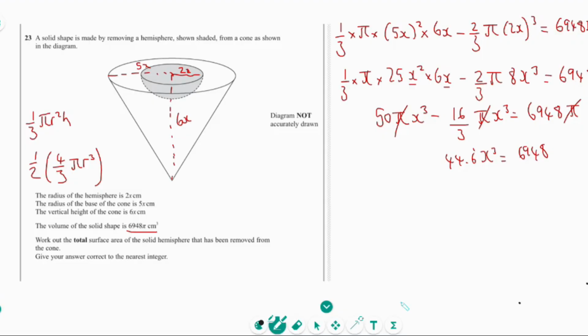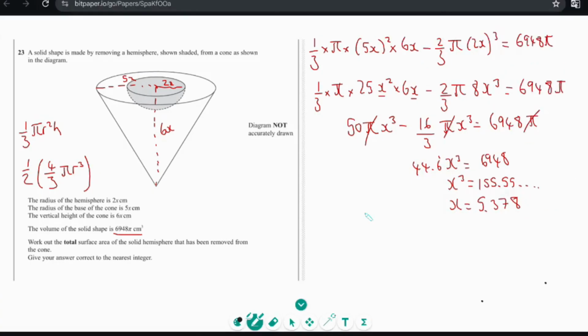Anyway, 6,948 divided by that 44.6 recurring gives us x cubed is equal to 155.55. Cube root both sides. X is 5.378. Okay, I've done the hard work here.